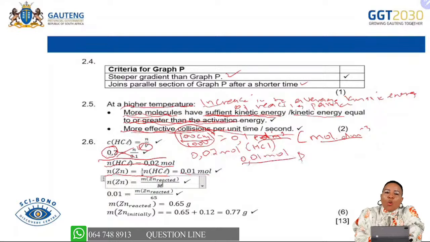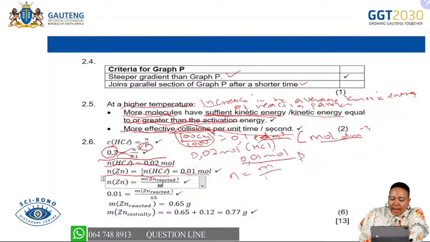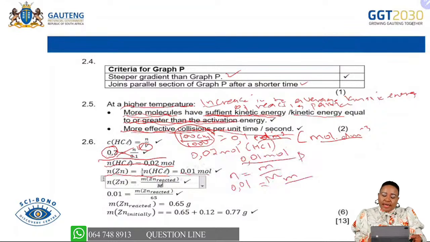So we need to know what is the mass of zinc that reacted with hydrochloric acid. If we find the number of moles, we are going to use the formula n = m over M of zinc. The number of moles we already have is 0.01, which is equal to the mass, which we don't know, over the molecular mass of zinc. Where do we get it? We get it from the periodic table.